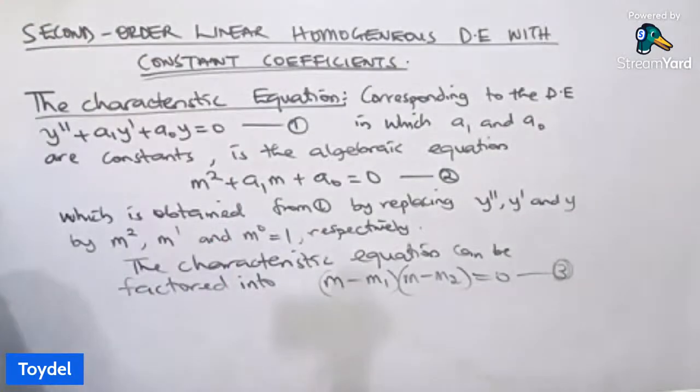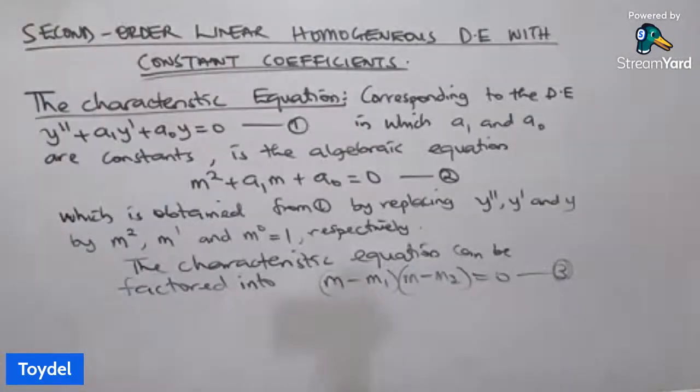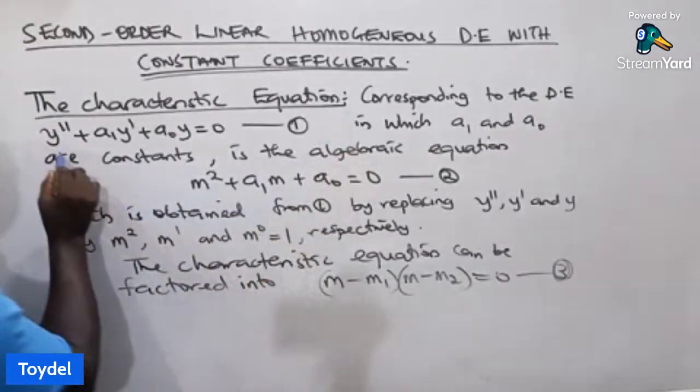Today we want to look at the second order linear homogeneous differential equation with constant coefficients. That is, I will be starting with the characteristic equation. So the corresponding second order linear homogeneous differential equation is given as this. Please, let's look at this equation 1.